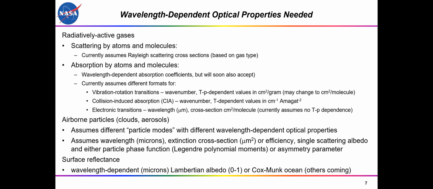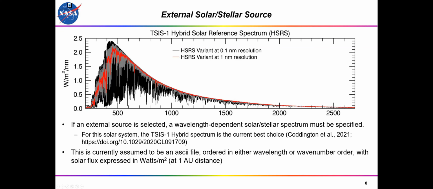A cloud droplet, a rain droplet, or a smoke aerosol could be different modes that could all be intermixed in the model to produce the total scattering within a given layer of the atmosphere. And we'll be seeing examples of those files in a minute. Surface reflectance, I specify either as a Lambertian albedo or a Cox-Monk coefficient. There are some other things that you can choose from.